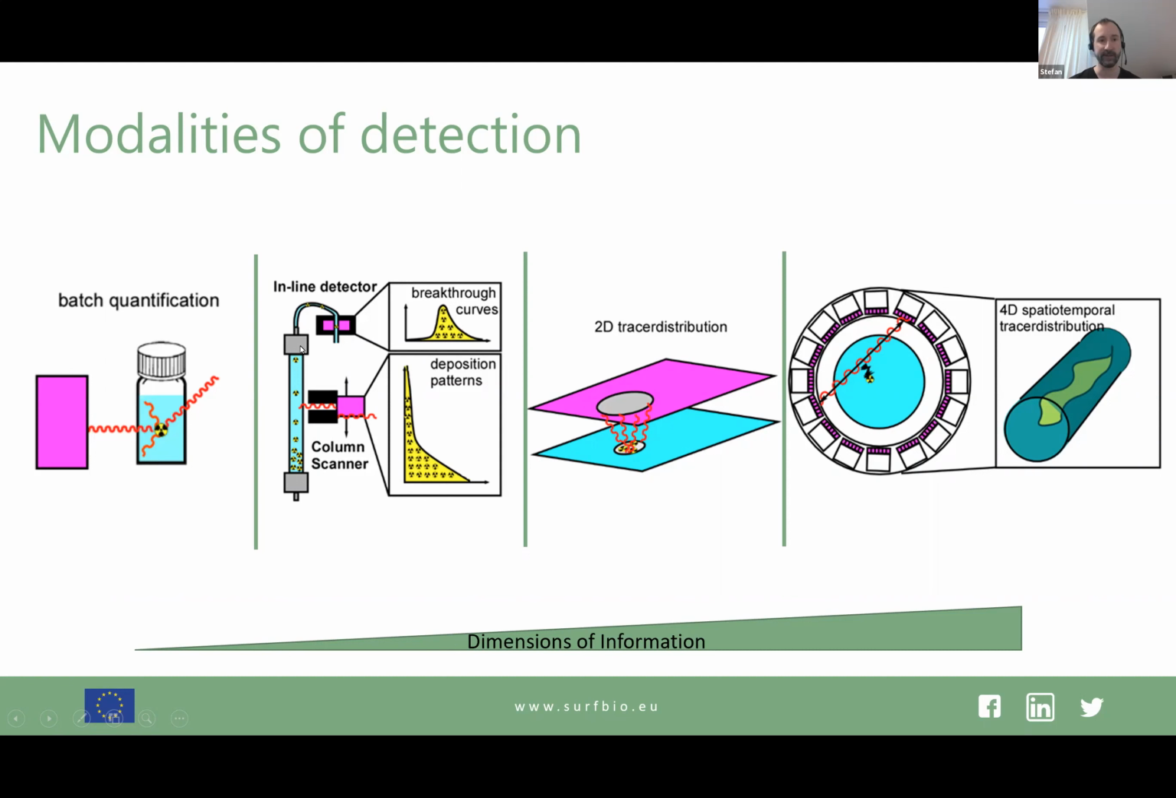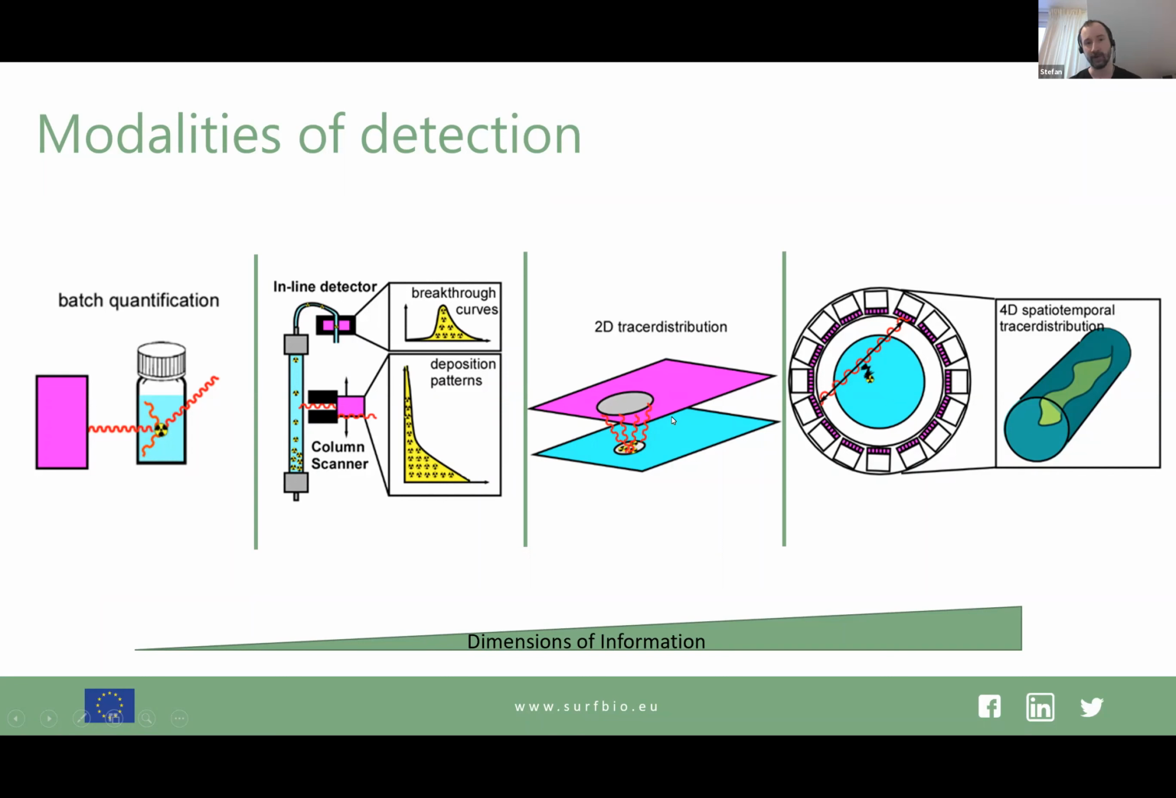Then you can think of a modality where you have basically a column, and you have some inline detectors to detect breakthrough curves, or a column scanner, either a detector that moves alongside the column to yield a deposition pattern, or several detectors alongside the column. So here you get basically a 1D distribution alongside the column. For the breakthrough curve, it is 1D information. The dimension is, of course, time.